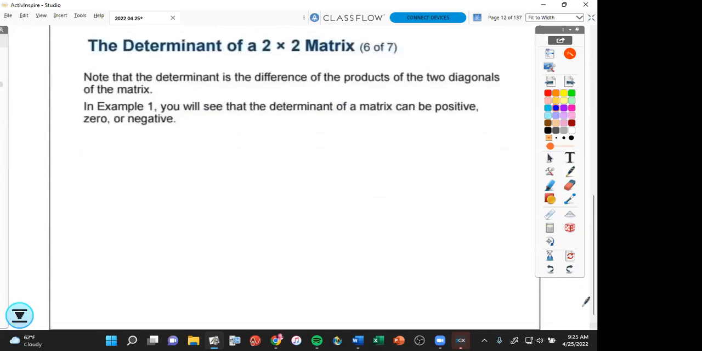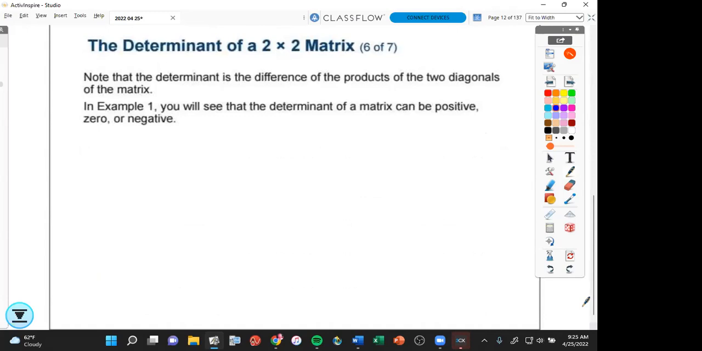The determinant is the difference. Let's say this another way. The determinant is the difference of the products of the two diagonals. So you take the down product and subtract the up diagonal product. The determinant can be positive. The determinant can be negative. The determinant can be 0.